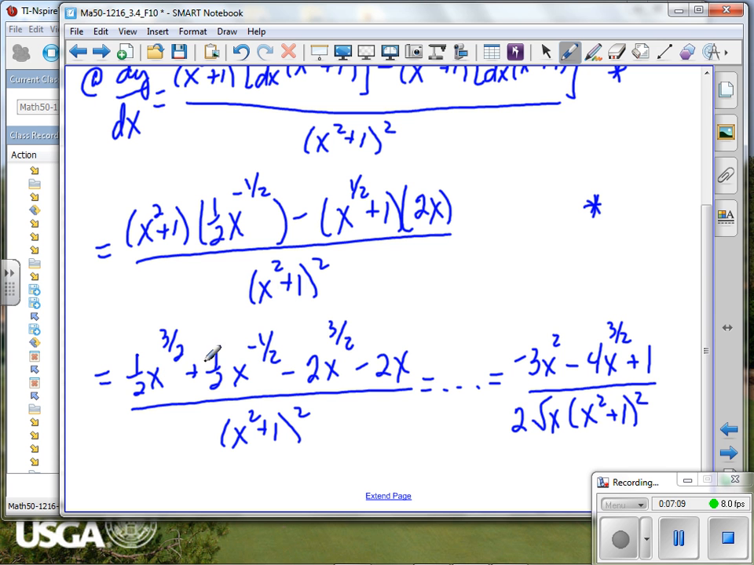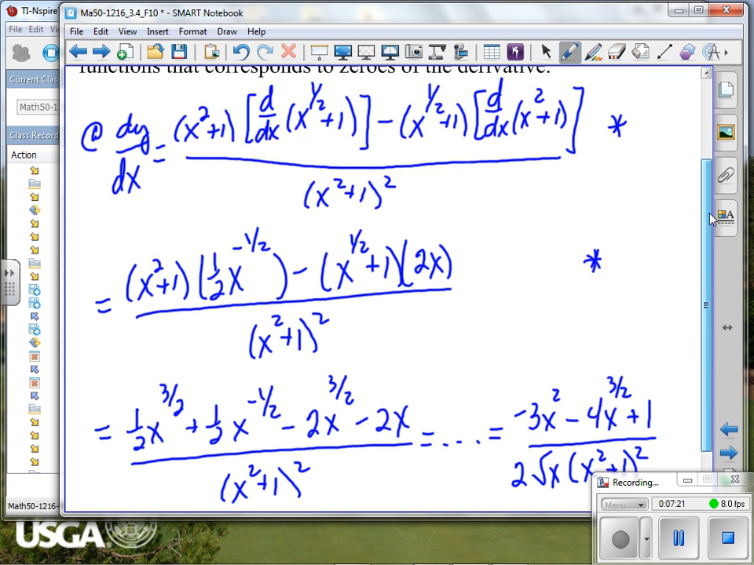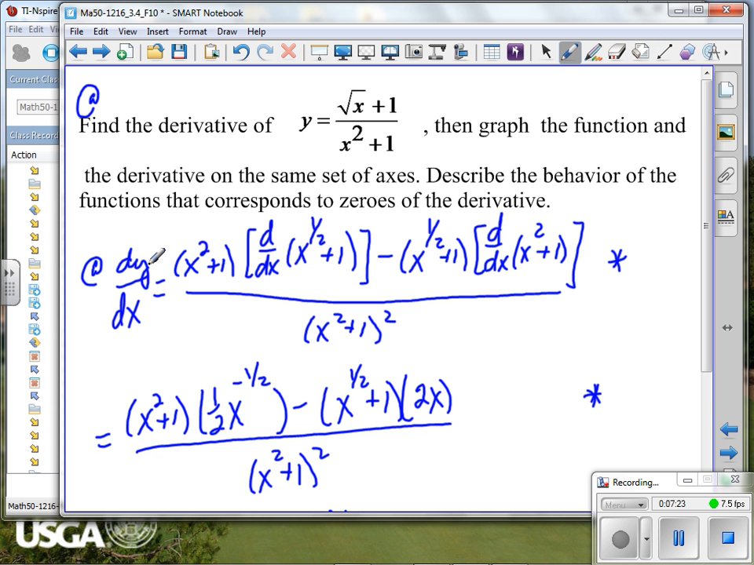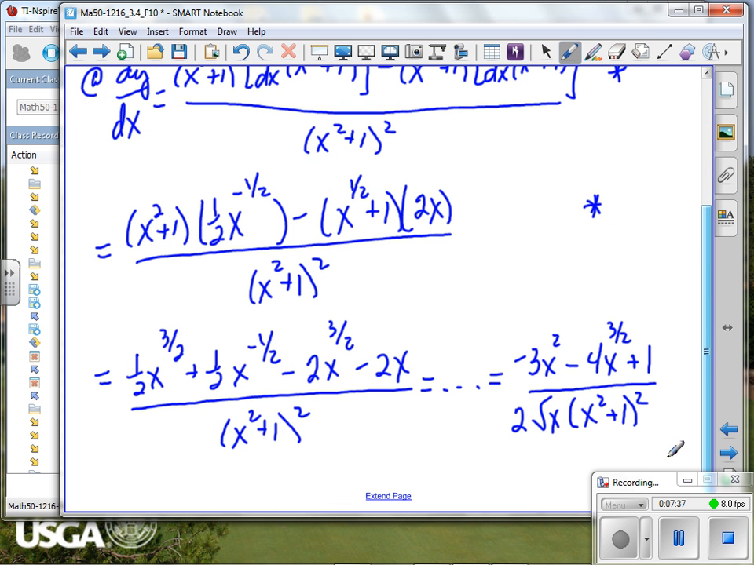So you've got a fraction in the numerator, you'd have to find a common denominator, et cetera, et cetera. Okay, that isn't the most important thing I want to talk to you about, though. Let's go back. It says graph the function and the derivative on the same set of axes and describe the behavior of both. That corresponds to zeros of the derivative. This is the piece that I really want to spend some time with you on. The algebra to get from here to here is up to you. You know algebra well enough, you can do that.